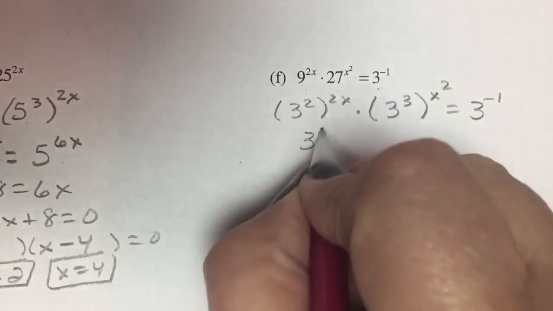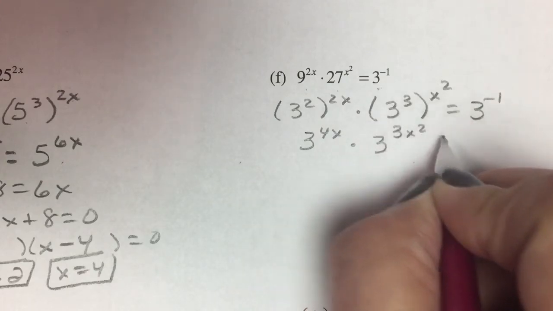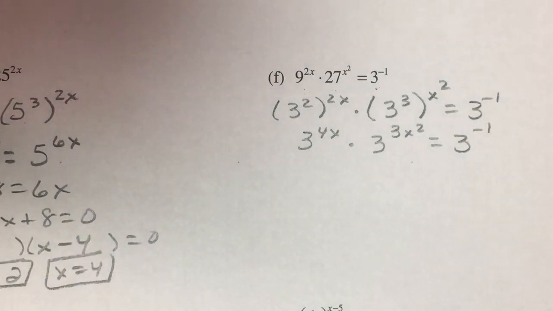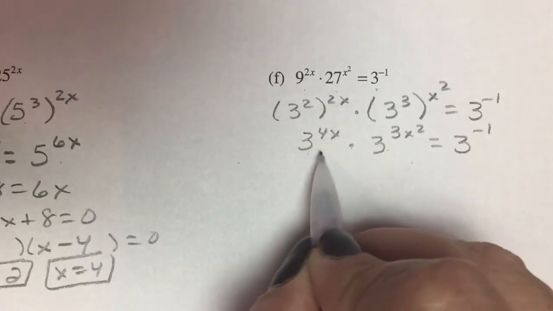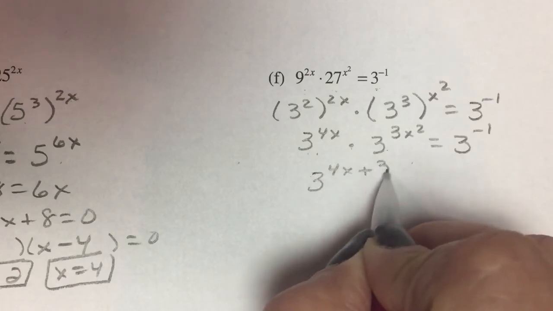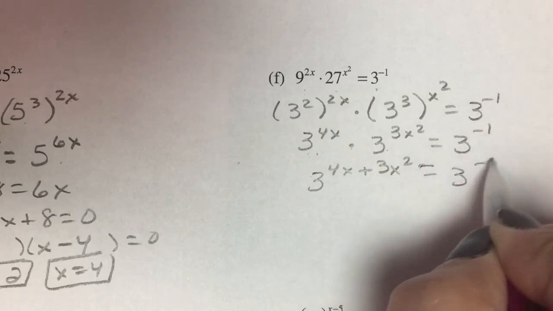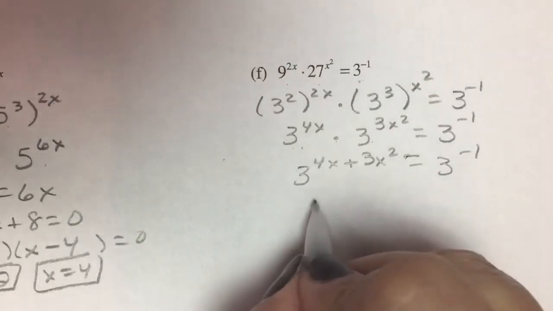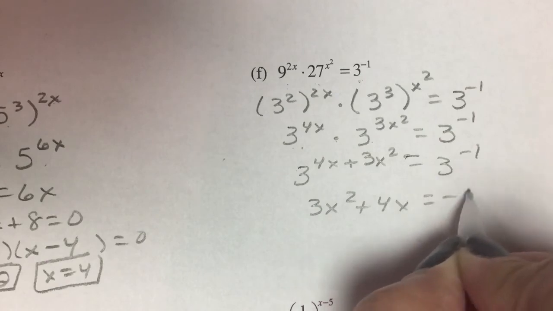Well, this is 3 to the 4x times 3 to the 3x squared is equal to 3 to the negative 1. Let's go back. If I'm multiplying 2 expressions, the rule says that I add the exponents. You have to remember all of your exponent rules. Equals 3 to the negative 1. Now I have the base is the same, so I'm going to go ahead and take the exponents and set them equal to one another.